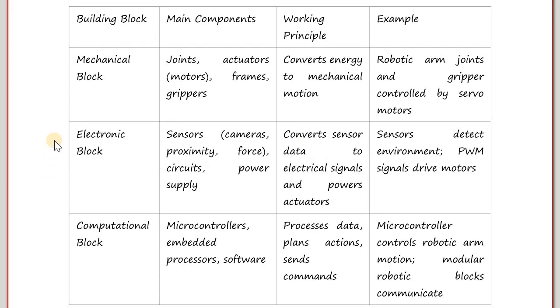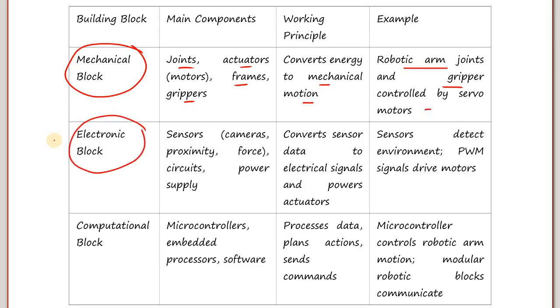Now, before I end today's class, let us just have a brief overview of the various working principles. So, the mechanical block, what is the main component? Joints, actuators, frames, grippers. Working principle: convert energy to mechanical motion. Examples we have talked about, right? Robotic arm joints, grippers, which are controlled by servo motors.